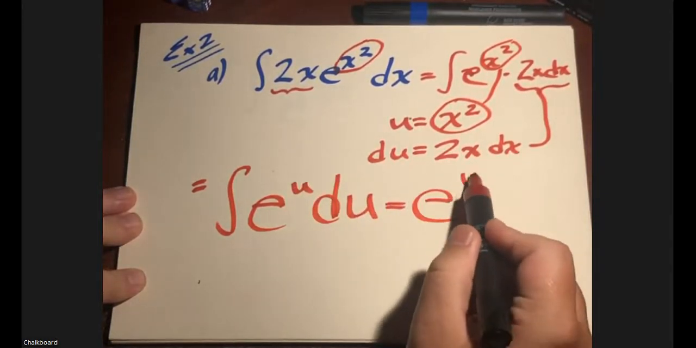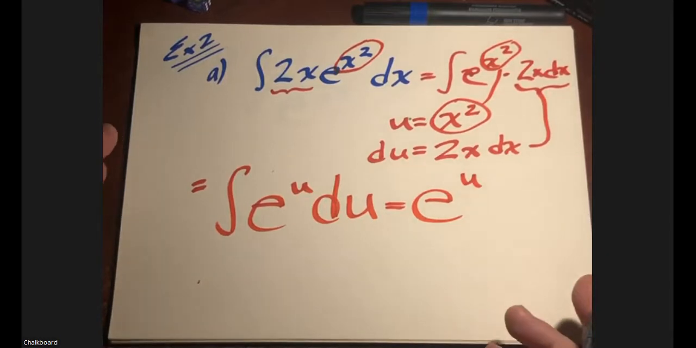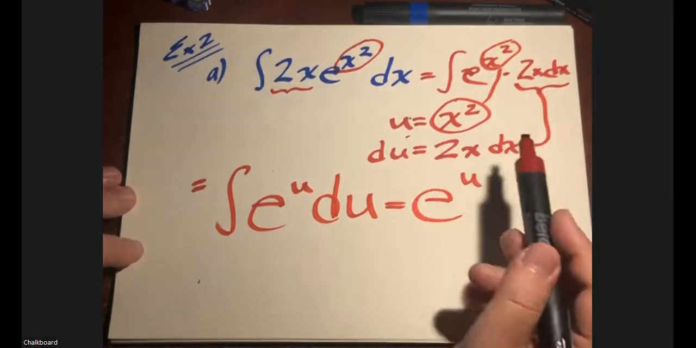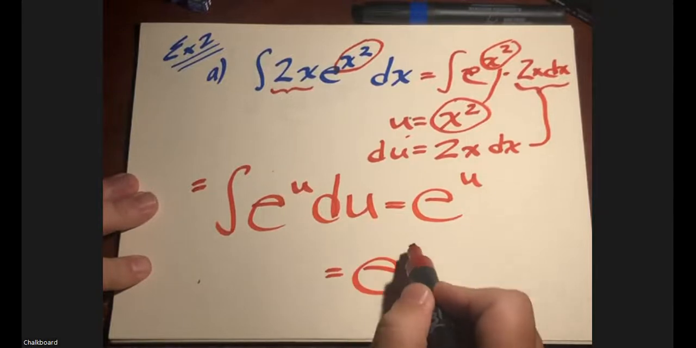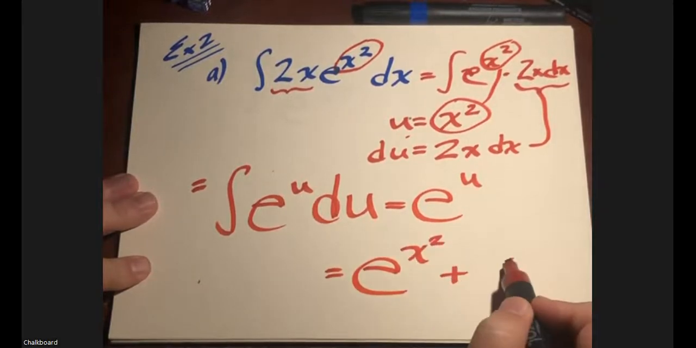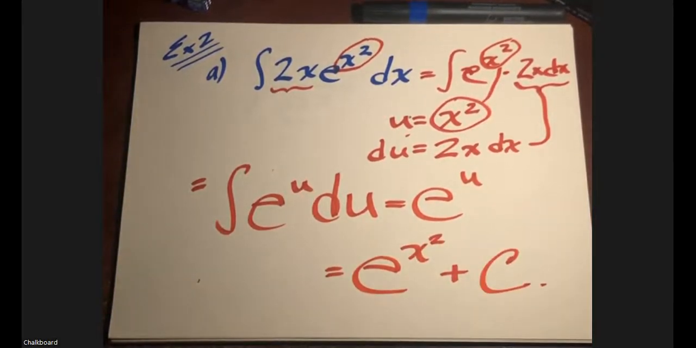It's just e to the u. Last but not least, what was u? We stated u is x squared. So now the final solution is e to the x squared. And don't forget, since it's an integral, plus c at the end of every integral.